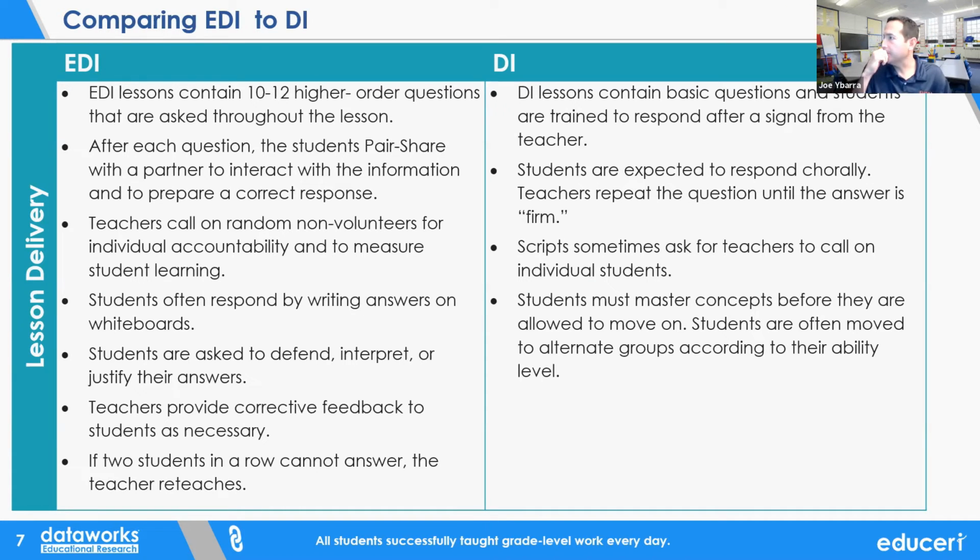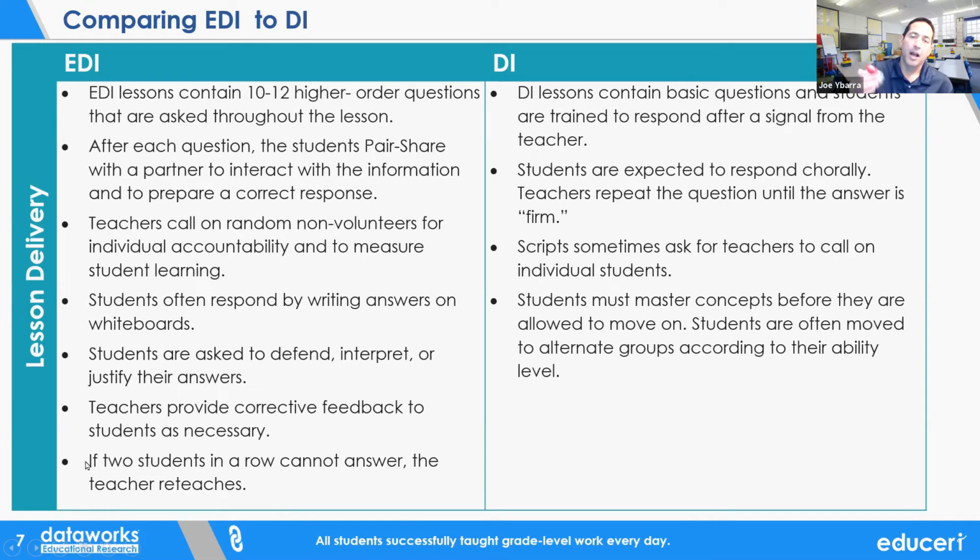As far as your daily reviews, I'd like to see them, but hopefully you can see what we're talking about in our lessons today and incorporate them the way you'd like to. Teachers provide corrective feedback to students as necessary.